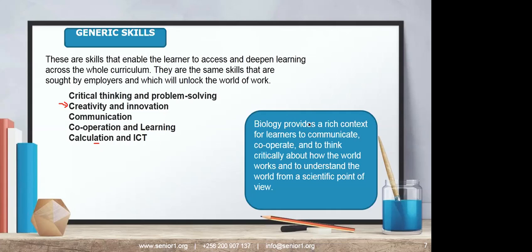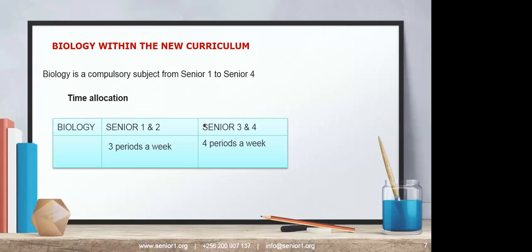Okay, so for us in biology, it will provide you with a rich context to communicate, cooperate, and think critically about how the world around you works. For example, a mosquito bites you. How do you understand that? What do you think is going to be the implication? Or how can you avoid it? Those are some of the general skills that we are going to be looking at.